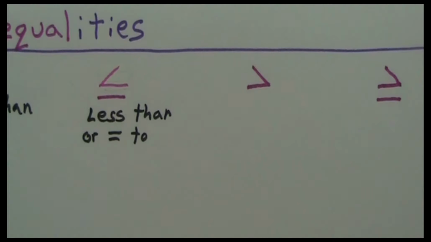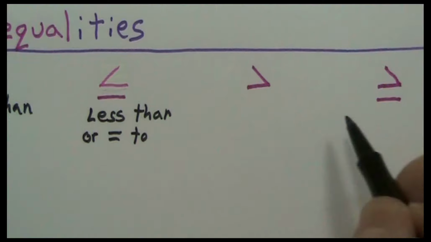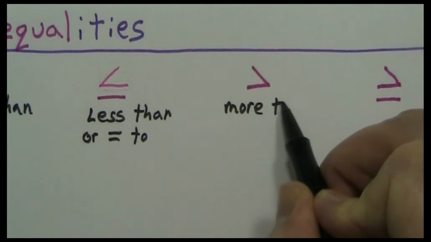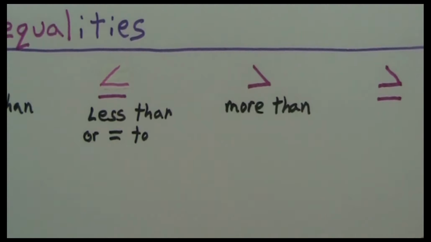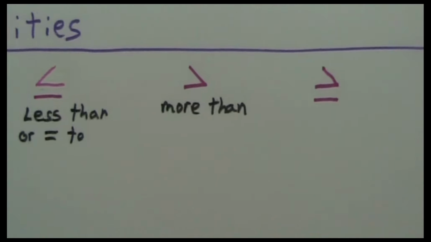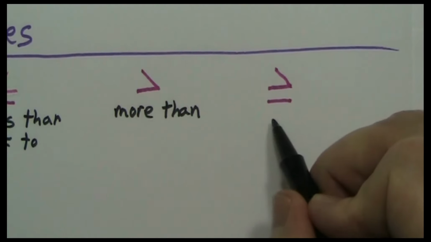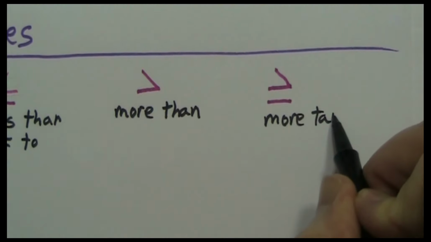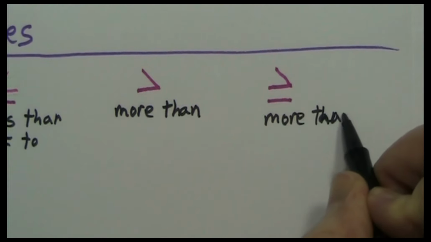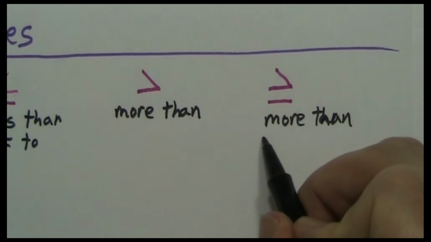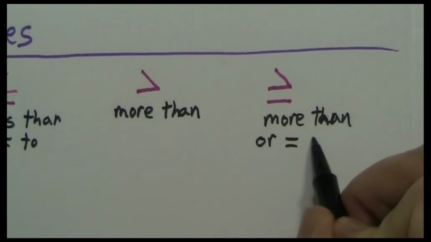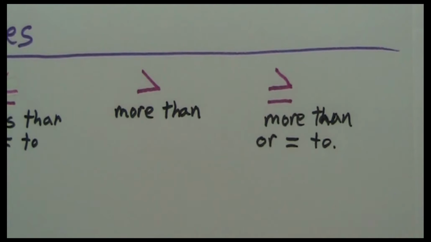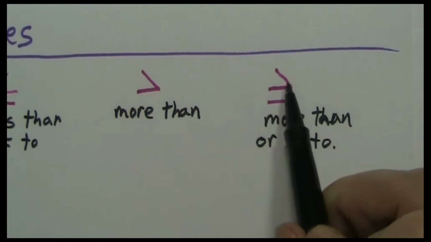Okay, on the other one here. Now this, instead of writing the word greater than, I'm going to use the word more than. More than. And this one right here, this is also more than. More than or equal to. Because it has this equals, that bar right there, that equals bar. It almost looks like an equals sign, but then it's got the arrow.